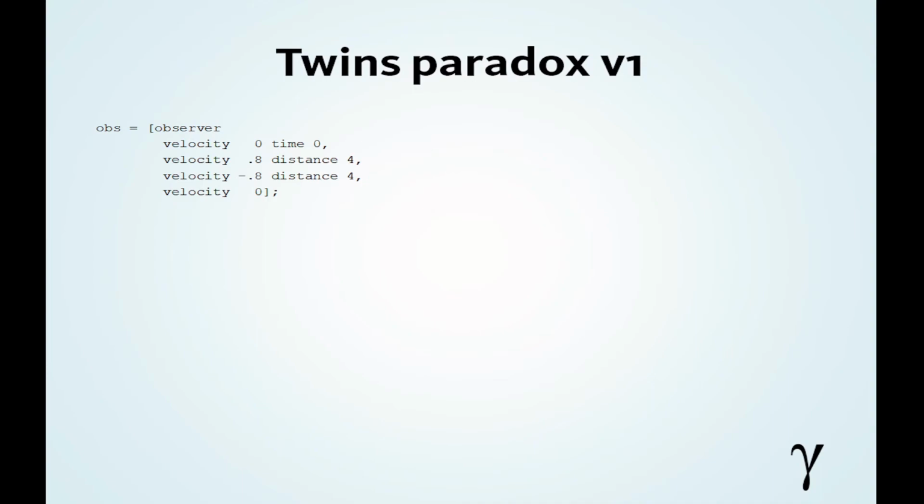And this one defines an observer. The observer's world line basically moves at 80% the speed of light for 4 light years, and then turns around, comes back. So this is the classic twins paradox example that we've covered earlier.